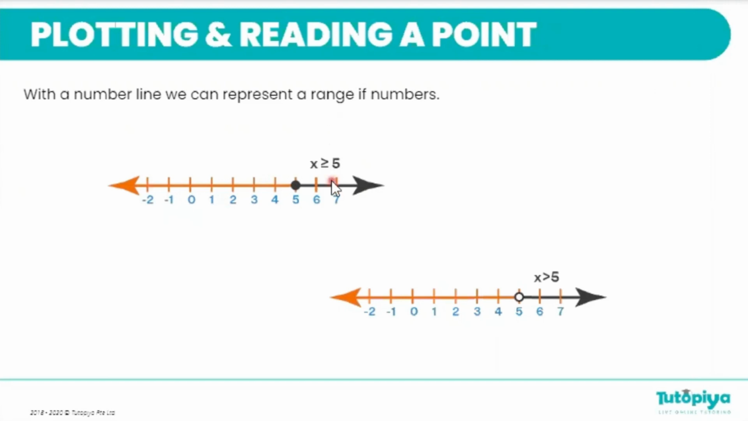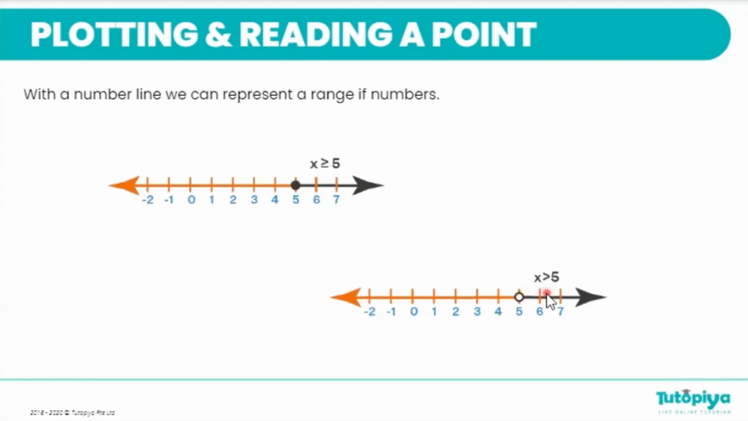Now, looking at the inequality that they've given us here, we have x is greater than or equals to 5. What this means is x is a variable that can take the value of 5 or any number that's greater than 5. If I wanted to show that on a number line, I'll first go ahead and sketch a number line, and I would plot a solid circle at 5. Then I would show an arrow that's pointing at the numbers that are greater than 5. In this case, an arrow that's pointing towards the right.